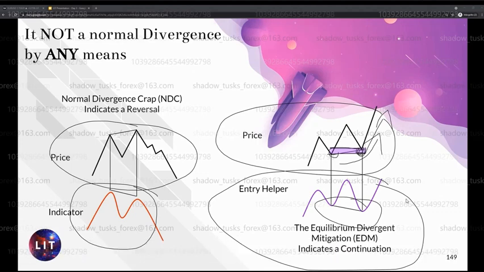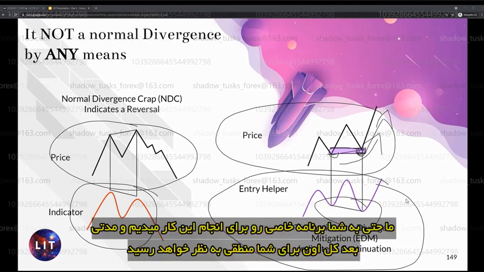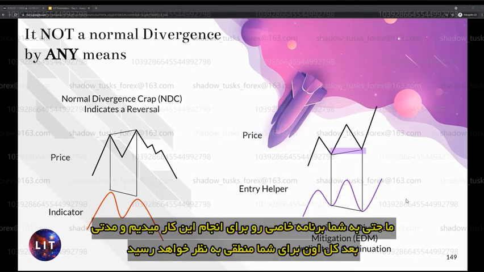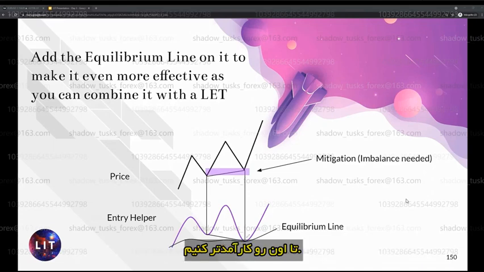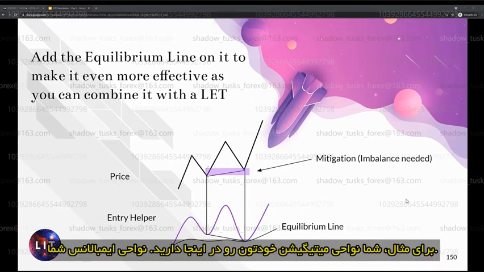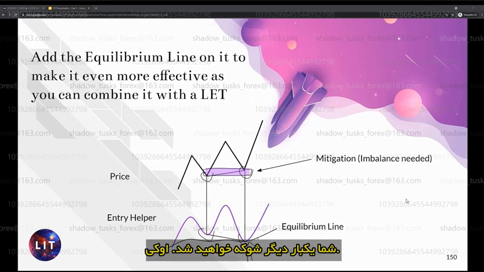Okay. So LIT is more the first mitigation. Yeah, EDM is like later. We even give you a proper curriculum for doing so, and the whole thing will make sense in a bit, so no worries. So what we're going to do, we add the equilibrium line on it as well to make it even more efficient. For example, you have your mitigation areas in here, your imbalance areas. It forms an EDM plus a LIT, and then the whole thing is just very, very accurate. We will be surprised once again.